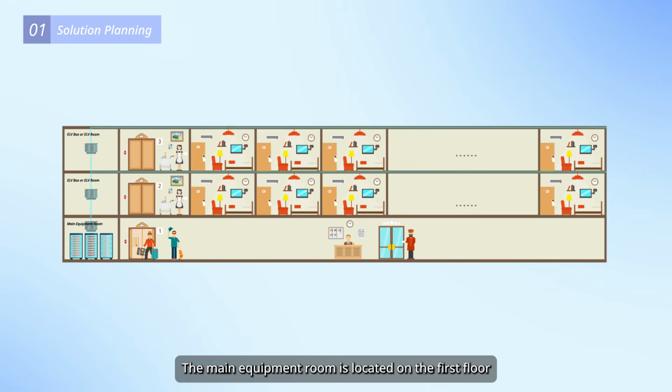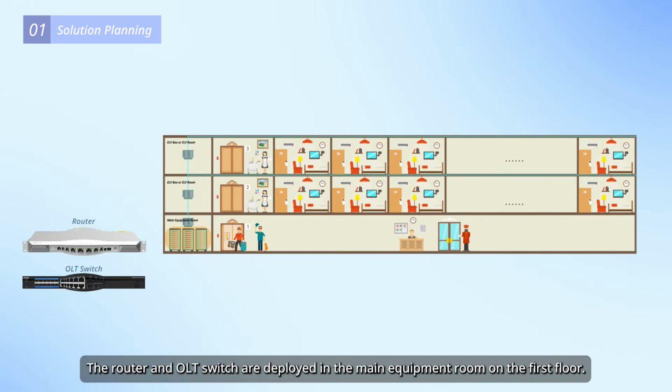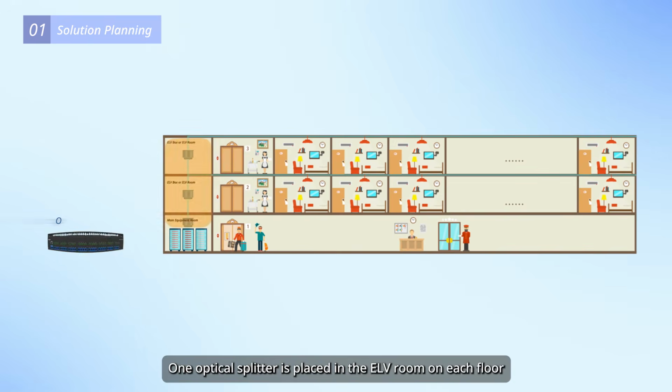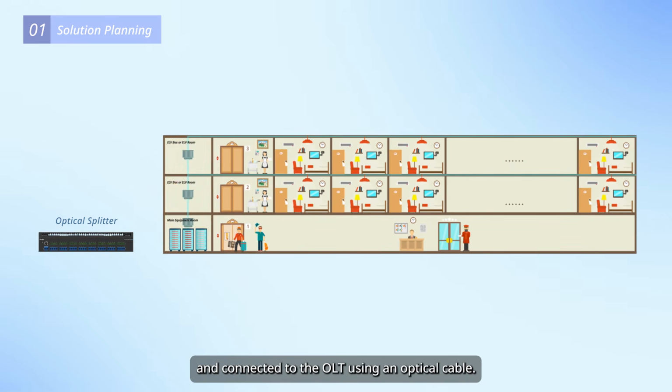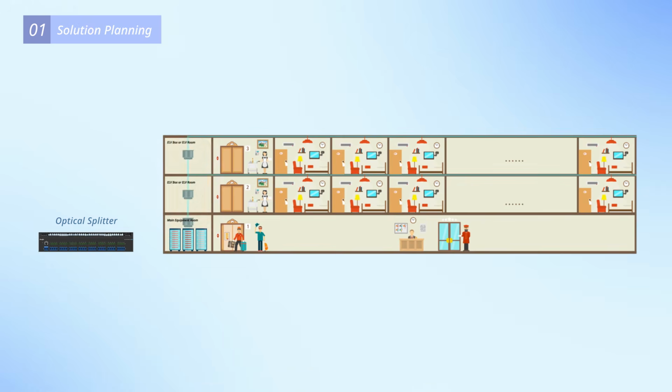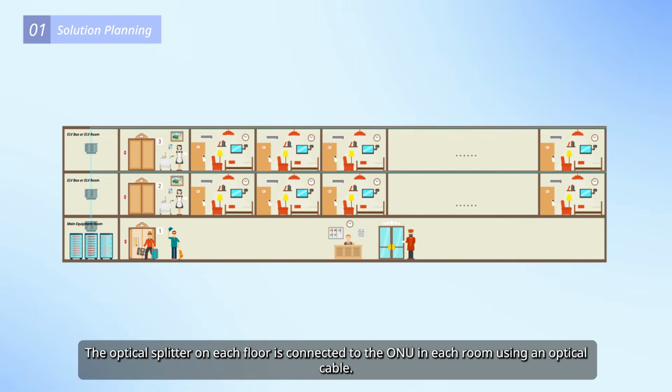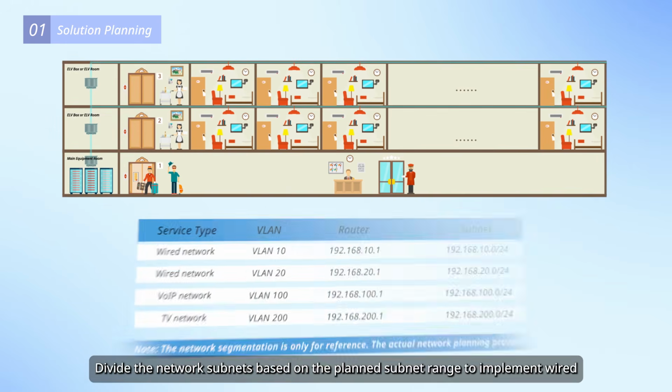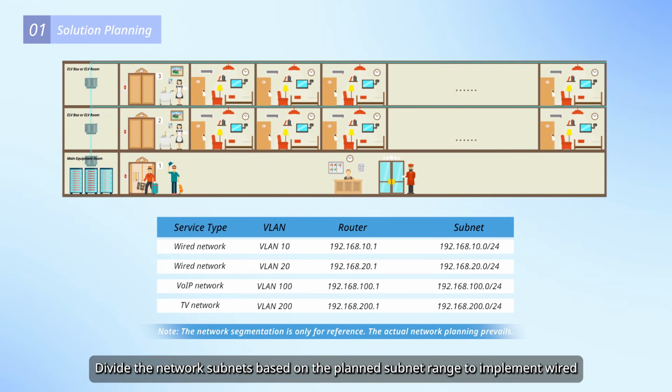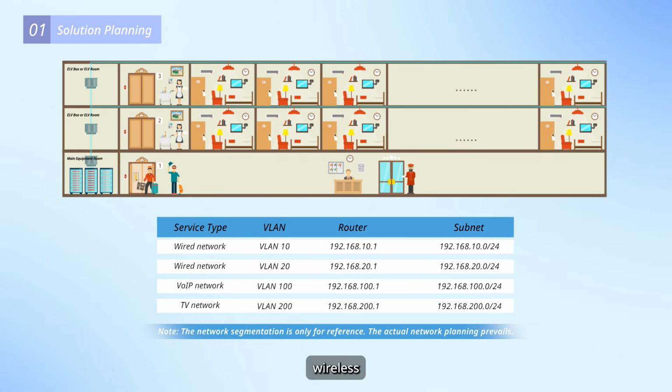The main equipment room is located on the first floor, and an ELV room is located in the corridor on each floor. The router and OLT switch are deployed in the main equipment room on the first floor. One optical splitter is placed in the ELV room on each floor, and connected to the OLT using an optical cable. The optical splitter on each floor is connected to the ONU in each room using an optical cable. Divide the network subnets based on the planned subnet range to implement wired, wireless, TV, and room control services.